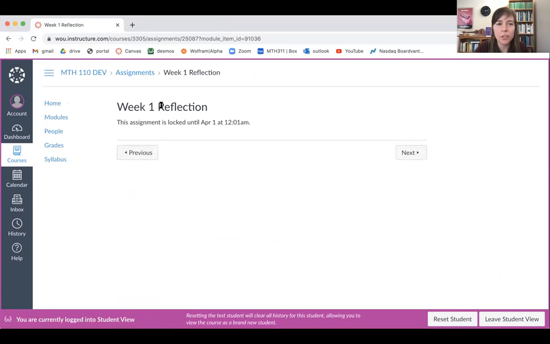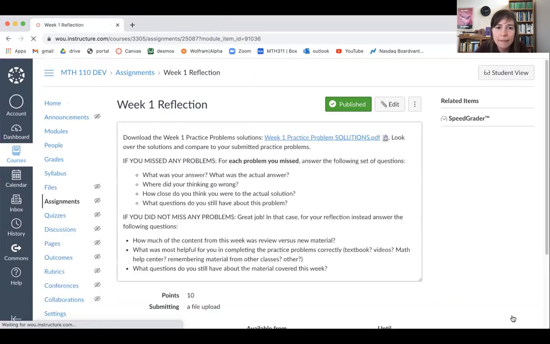Now let's look at the reflection. Ooh, this assignment is locked. Why is that? Here, I'll leave the student view to unlock it. It's locked because the reflections contain solutions to the practice problems. The practice problems are due 11:59 p.m. on Wednesday night. The reflections are then opened at 12:01 a.m. Thursday morning. There are solutions to the practice problems.